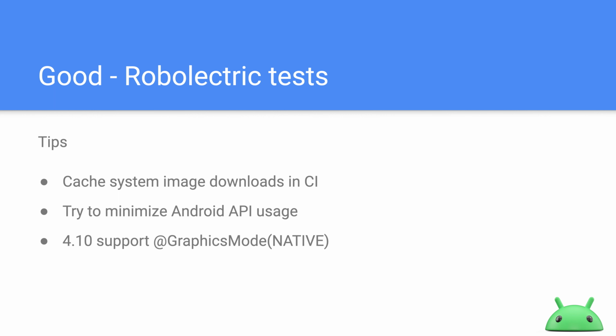Some tips when you are working with Robolectric: it is a good idea to cache the system image downloads when you're running in CI, because those system images are gigabytes in storage. So if you're fetching it every time, that's going to get very expensive. By default, if you run it through Gradle, you will not cache anything. So you might want to think about that.